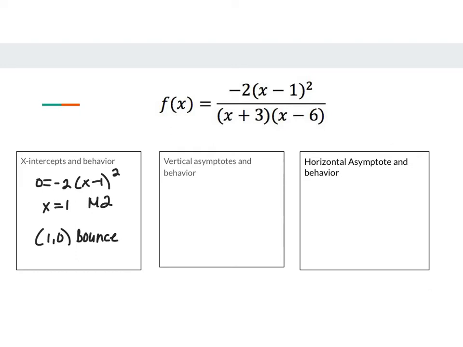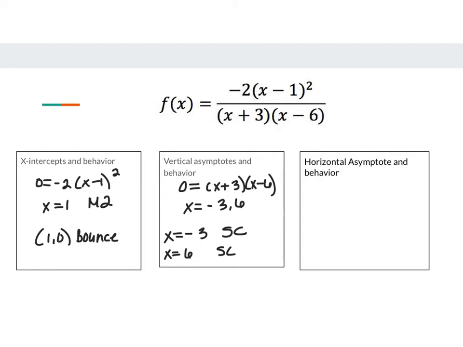To find your vertical asymptotes, you're setting your denominator equal to 0. Again, solve for x. Each of those have a multiplicity of 1, so we write x equals negative 3 with a sign change, and x equals 6, sign change.